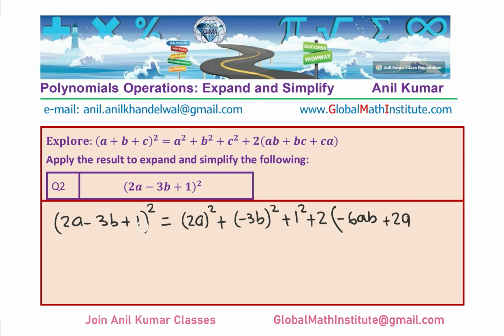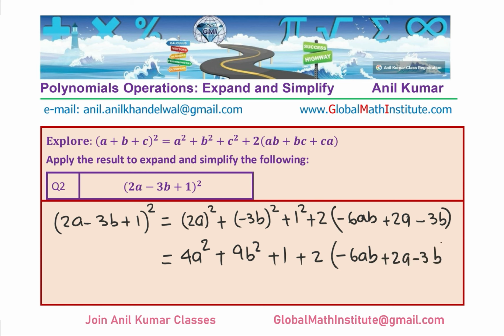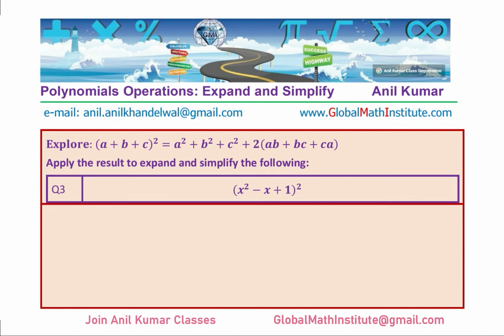And then the other two numbers, which are minus 3b. You get the idea, right? So now you expand and clearly write down 4a square plus 9b square plus 1 plus 2 times (minus 6ab plus 2a minus 3b). Makes sense, right? Simple as that, right? Let's do it a couple of times just to master this particular step.